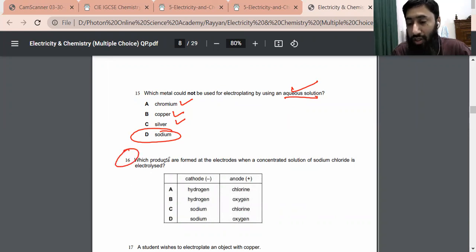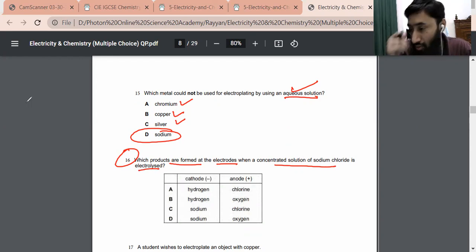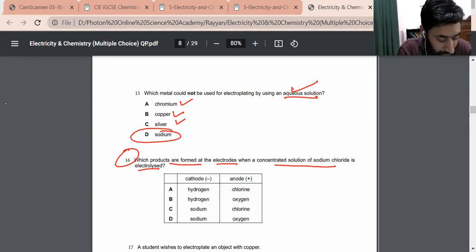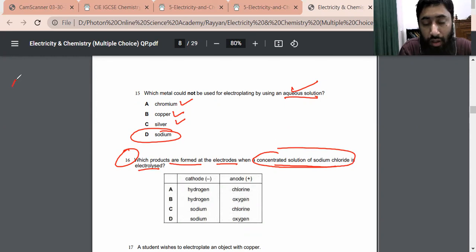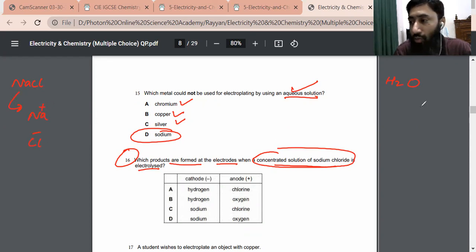Multiple choice question 16. Which products are formed at the electrodes when a concentrated solution of sodium chloride is electrolyzed? Concentrated solution means there is water as well. NaCl and water. From NaCl we get sodium ion and chloride ion. From water we get hydrogen ion and hydroxide ion.